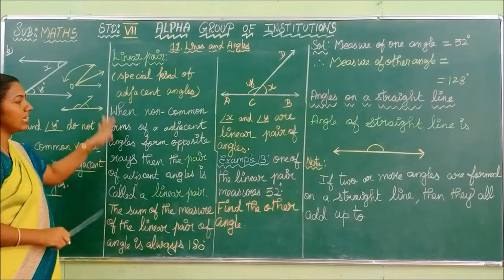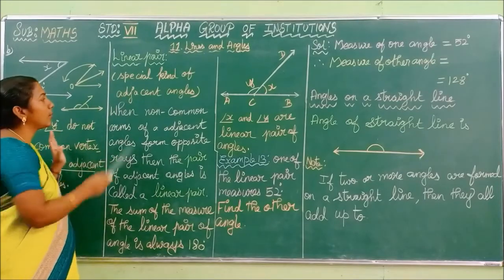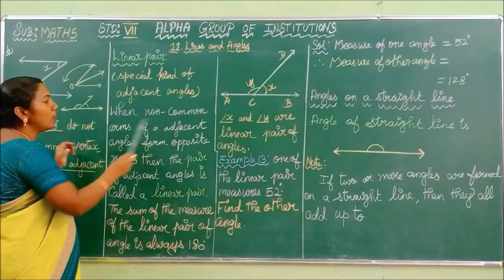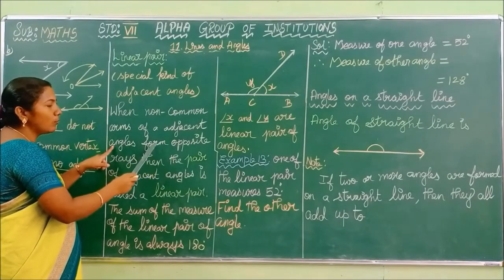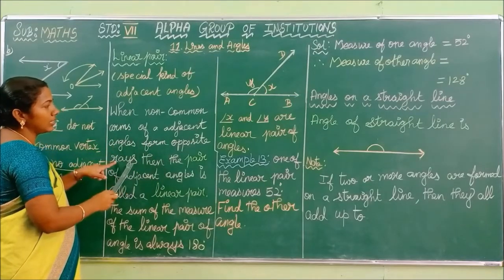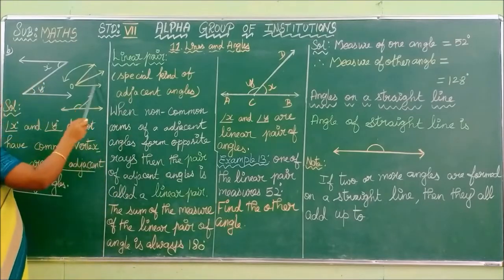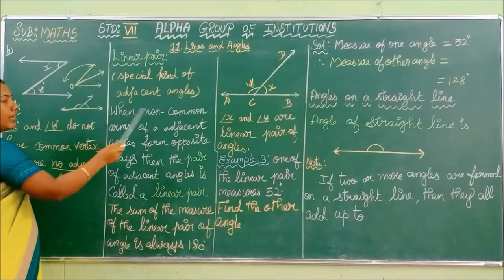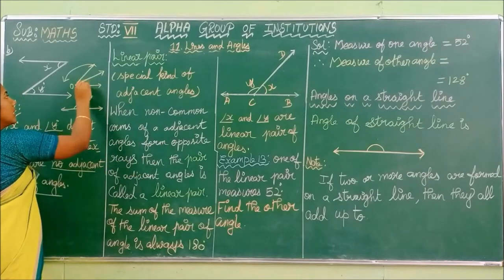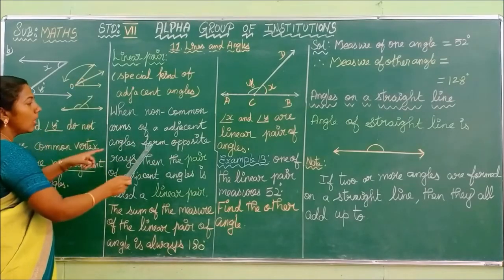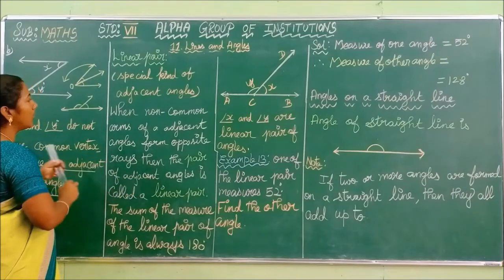Okay. Now listen to the definition, you can easily understand. When the non-common arms of adjacent angles form opposite rays. See here, these are the non-common arms. When the non-common arms of adjacent angles, these are the adjacent angles, form opposite rays. What are opposite rays?